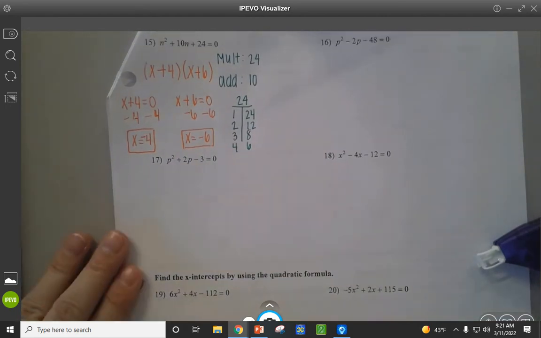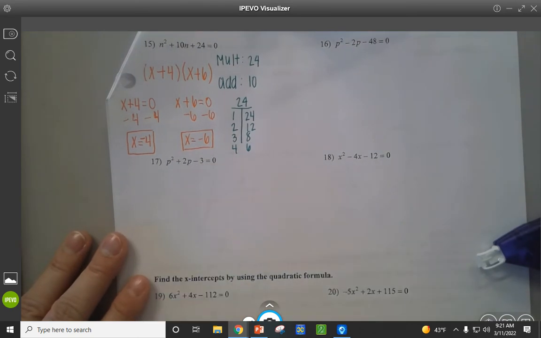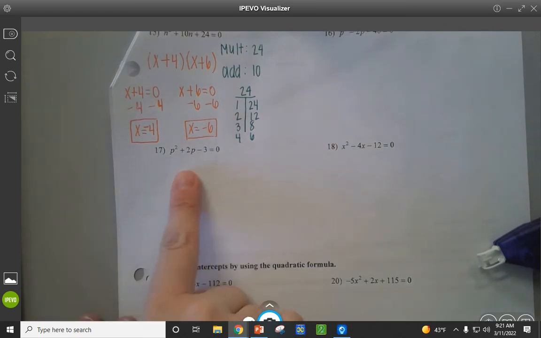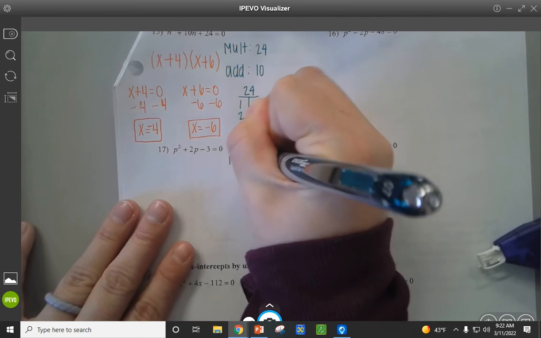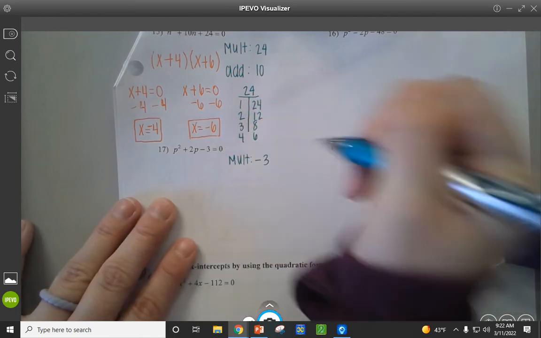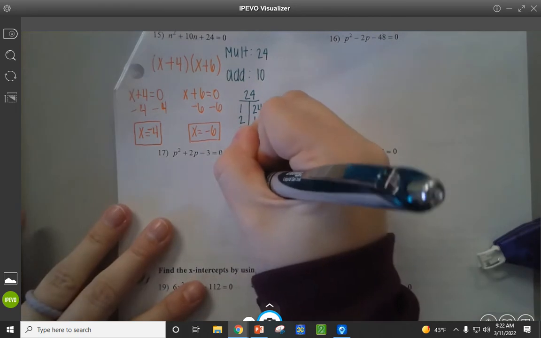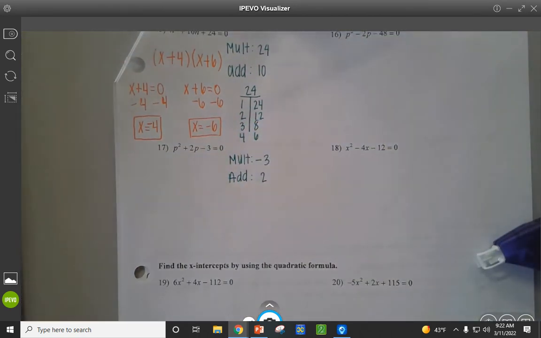So now you gotta get numbers to multiply to be negative 3. All right, so number 17, we're looking for two numbers that multiply to be negative 3, which means we have one positive and one negative. And those same numbers add to be 2. So see if you can come up with those numbers. Don't say them out loud. Give everybody else a chance to figure them out.